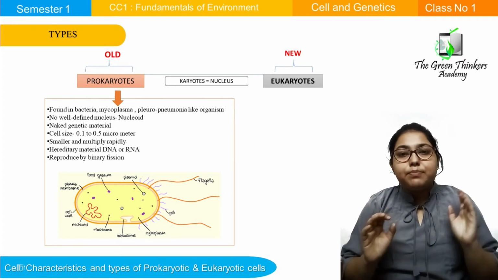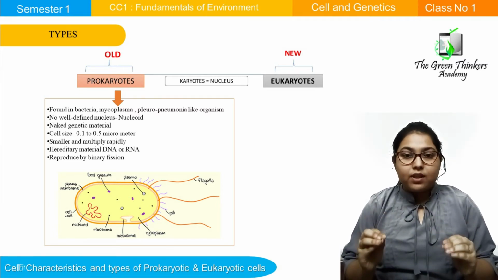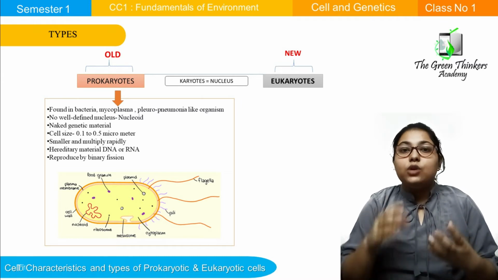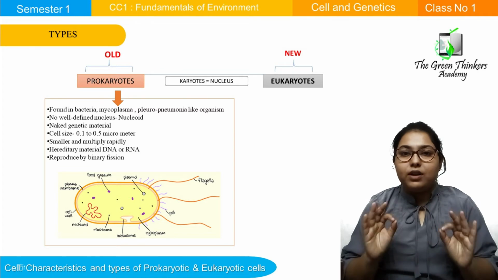This is a simple structure which is very easy to draw, and while describing it you need to write the points and draw the diagram with proper lettering.